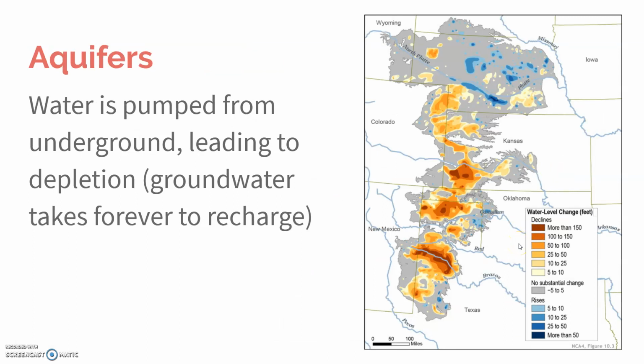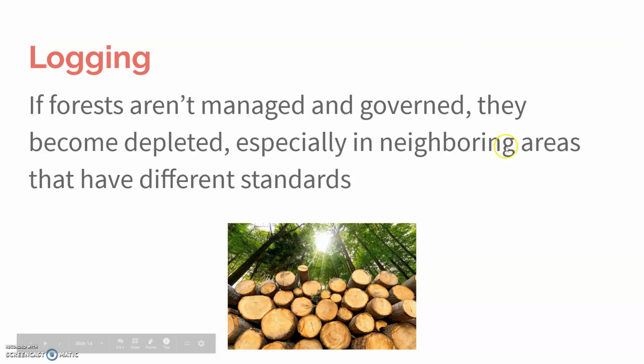Aquifer depletion is another great example, which we'll talk more extensively about when we get to irrigation. The Ogallala is a fantastic example because it is underneath the Midwest where you have a lot of farming. And groundwater takes a very long time to recharge. Since we all use this resource and overuse it at that, we're seeing a massive depletion of this resource that we're all going to be affected by. Logging: if forests aren't managed and governed, they become depleted, especially if it's a forest between two countries or two regions that regulate it differently.